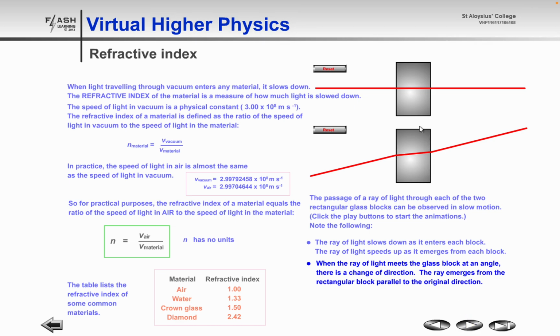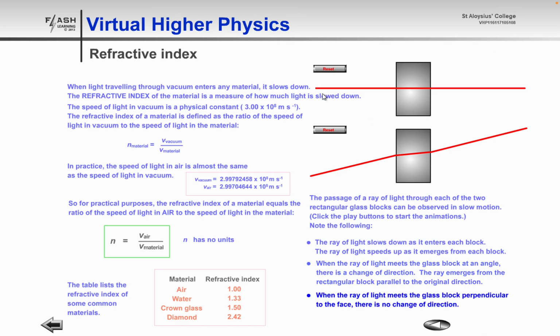If the block is rectangular, so if these two sides are parallel, then these two lines will be parallel, the original direction and the final direction. But we'll see other shapes and materials like triangular prisms where that's not the case. And from the first diagram, when the ray of light is perpendicular to the face, then there is no change in direction.